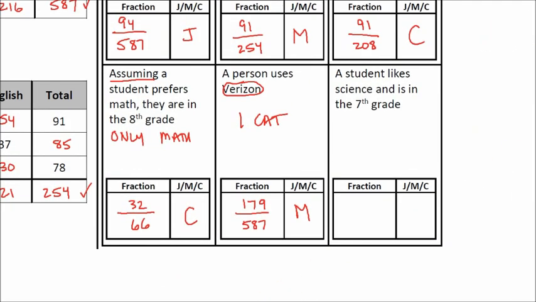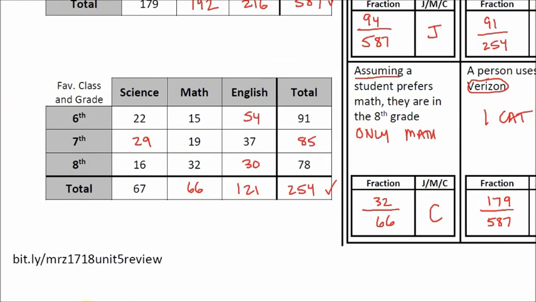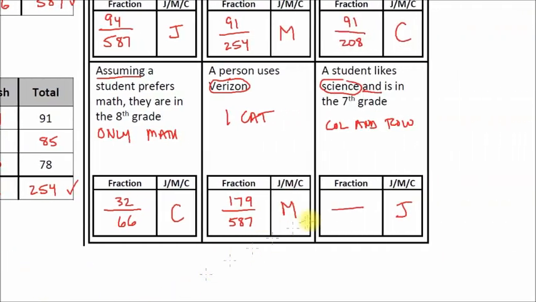And the last question. A student likes science and is in the 7th grade. We got this connecting word and we've got the word science. Science is a column. So we've got a column, and let's take a look. 7th grade, if you look at that table, 7th grade is a row, a column and a row. That means we're dealing with joint relative frequency. I know the total number of students in that survey is 254, because joint relative frequency always uses the grand total.